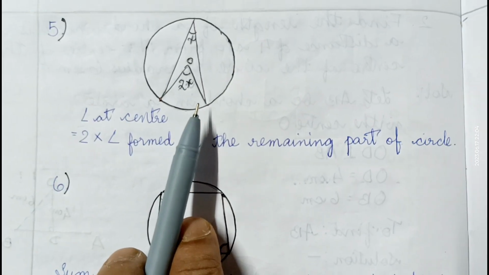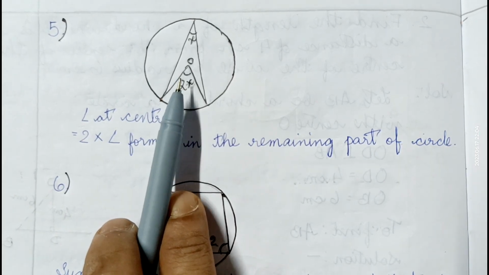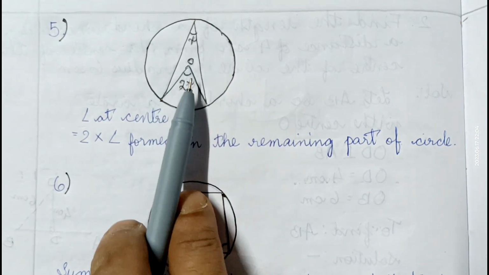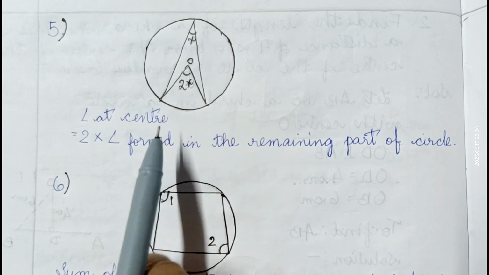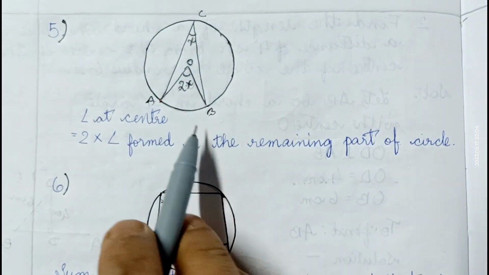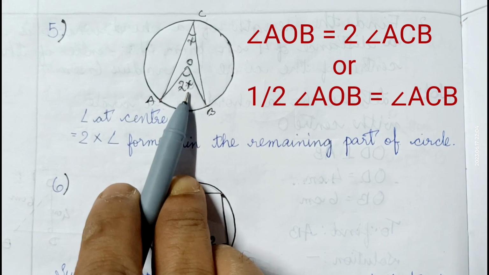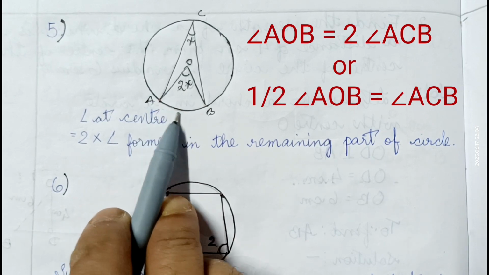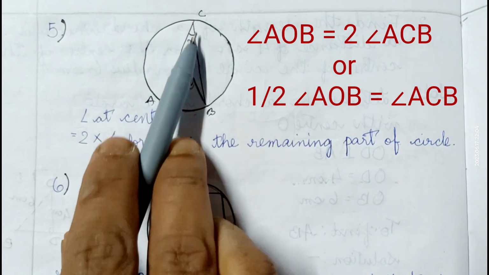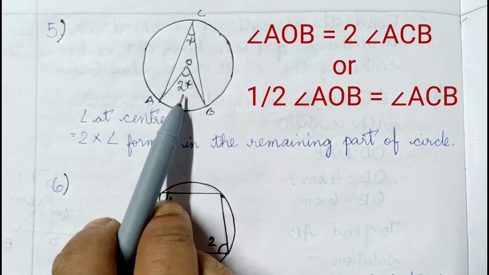The next property is that the angle subtended by an arc at the center is double the angle subtended by it at any point on the remaining part of the circle. Here O is the center of the circle and this is one arc. We can name this A, B and suppose this is C. Now the angle subtended by arc AB at the center, suppose it is 2x, then the angle subtended by the arc in the remaining part of the circle will be half of it. So if angle ACB is x, then the angle at the center will be double of it, that is 2x.